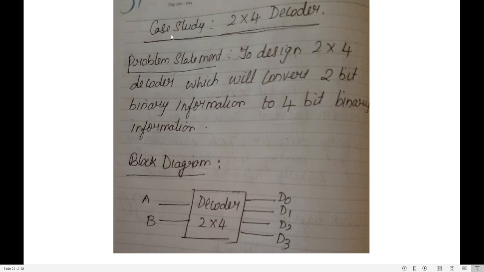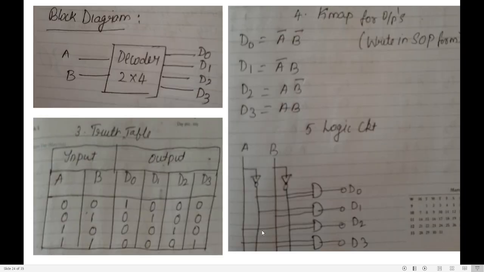Let us take a case study of designing a 2:4 decoder. It means 2 inputs, 4 outputs. So my problem statement is to design a 2x4 decoder which will convert 2-bit binary information to 4-bit binary information. So there are 2 bits as input and 4 bits as output. We have seen the block diagram. I'm going to design a 2x4 decoder where I have 2 inputs. The names given to the inputs are A and B. My 4 outputs are D0, D1, D2 and D3.